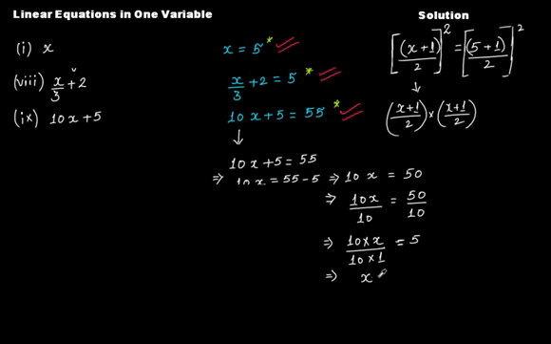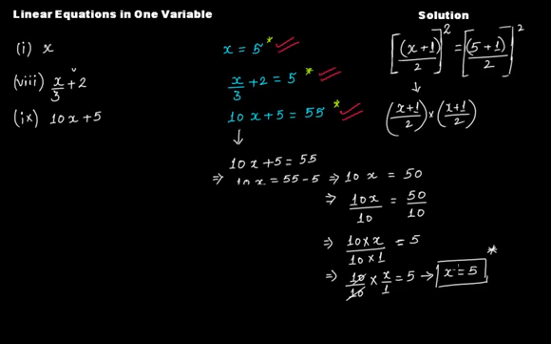And how? This can be written as 10 over 10 times x over 1 equal to 5. This becomes 1. So this gives you x is equal to 5. Right? So x is equal to 5. This is the solution for this equation.